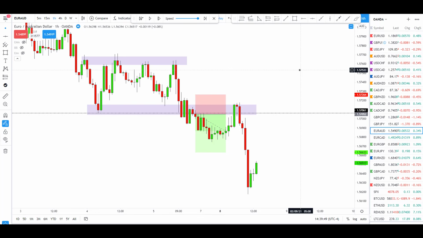Next up, we're going to take a look at some examples on the chart of the rising and falling triangle break and retest pattern. Let's take a look at that right now.